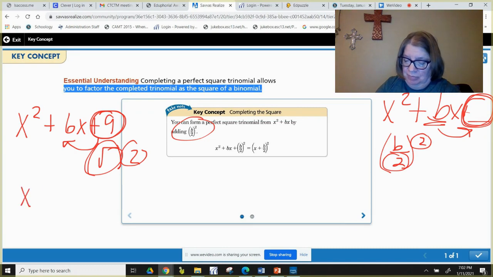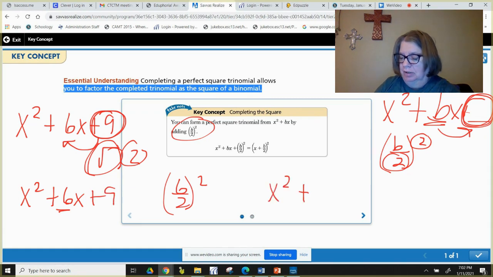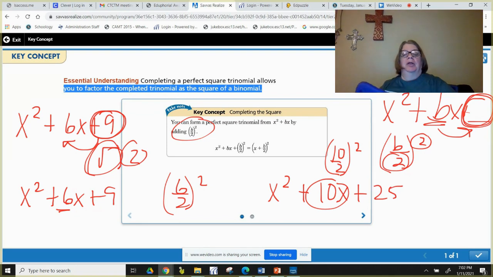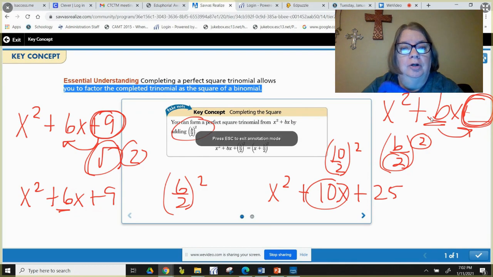So if we had this and we were asked to complete the square, we would take this number. 6 divided by 2 is 3. 3 squared is 9. Let's try another one. What if we have x squared plus 10x? Half of 10 is 5. 5 squared is 25. That would make a perfect square trinomial. The reason for creating a perfect square trinomial is to make it easier to factor so that you can solve it, which is our goal.